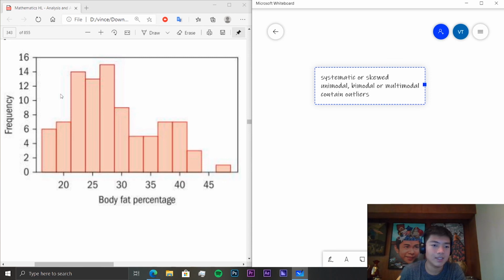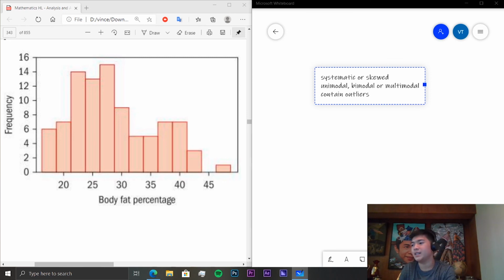I think it is relatively skewed, because there's a lot more on this side than there is here, but there's still too much here to justify it being symmetric around a mode here. Is it unimodal, bimodal, or multimodal? It looks like it's bimodal. We have one peak here, and we also have one peak here. And does it contain outliers? Yes, definitely. This looks like an outlier to me. So yeah, those are the three answers.